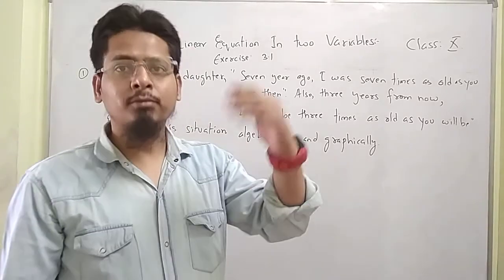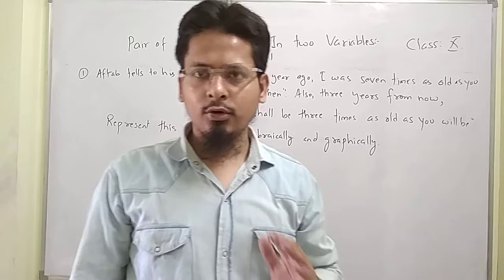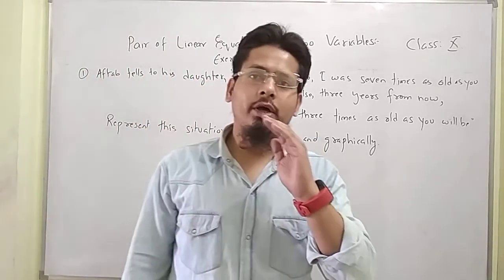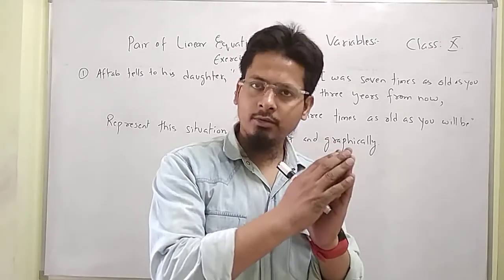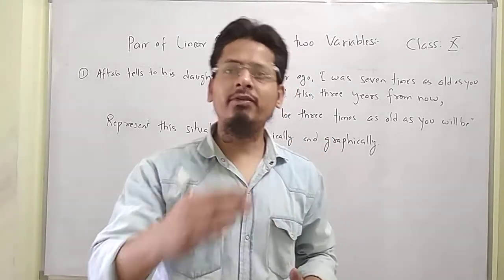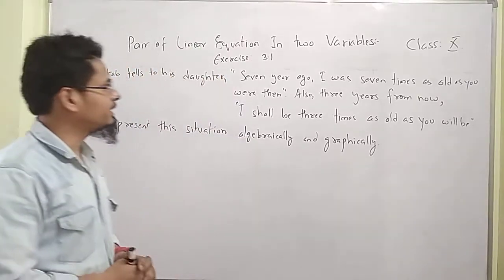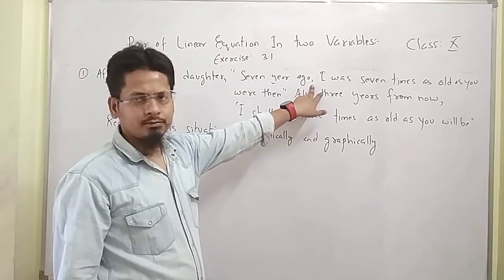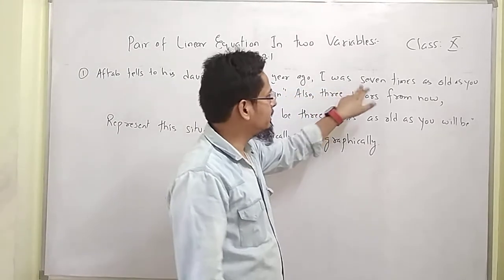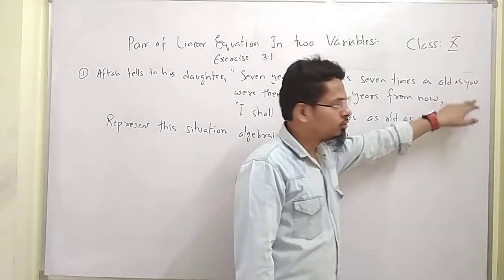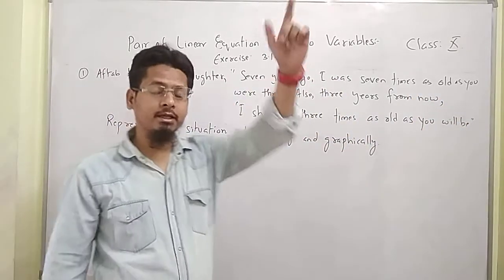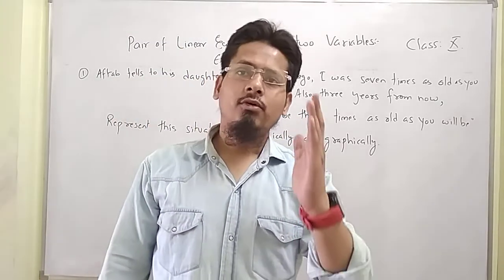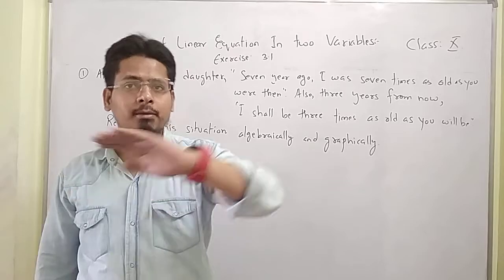The age of Aftab is more than the age of his daughter. Okay, so there are two persons: one is Aftab, and one is his daughter. So you assume one variable for Aftab, the father, and one variable for his daughter. And the statement says: 7 years ago I was 3 times as old as you were then. You were then means the age of the father was 3 times the age of his daughter 7 years ago.